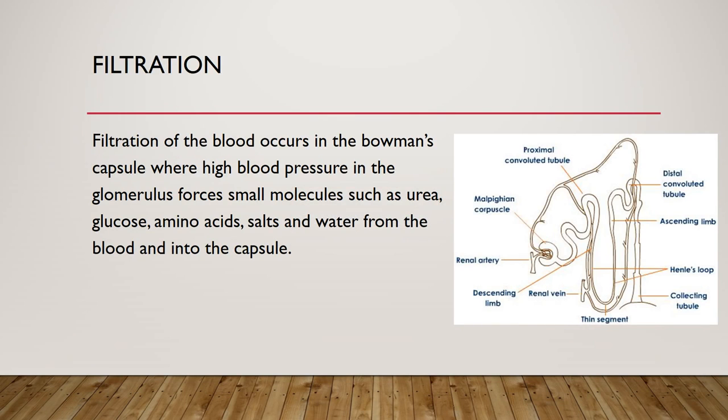Filtration of the blood occurs in the Bowman's capsule, where high blood pressure in the glomerulus forces small molecules such as urea, glucose, amino acids, salts, and water from the blood and into the capsule. Blood cells and proteins are too large to be removed. This filtering process is non-selective, and therefore many valuable components of the blood must be recovered by reabsorption.